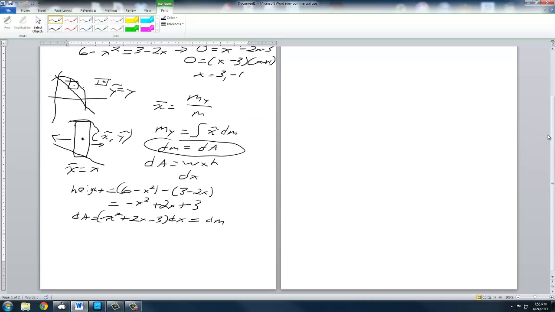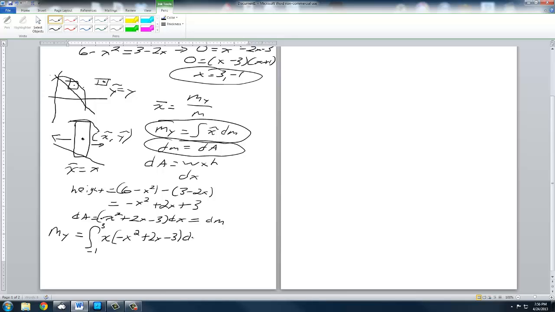Okay. Hopefully you can read that. So that is dm. Therefore, the moment about the y-axis right here is the integral of x tilde dm. X tilde is x. So here we go. That means My is equal to the integral from negative 1 to 3, since that's where we're going from up here, of x tilde, which is x, times dm, which is dA, which is right here. That's negative x squared plus 2x minus 3 dx.